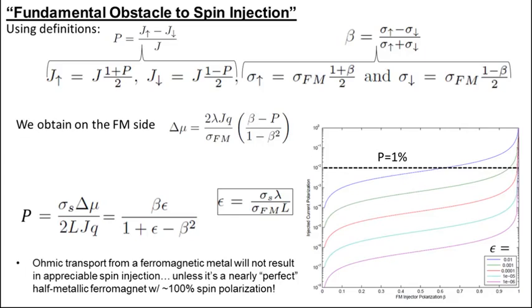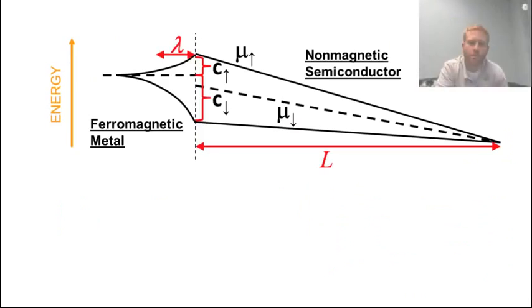Therefore, even in the best scenario, epsilon is approximately 10 to the minus 4, leading to the negligible polarization shown in the figure. Over the range of expected values for epsilon, one needs bulk polarization of at least 95% for injected polarization of greater than 10% or so. So elemental ferromagnets, iron, cobalt, and nickel, are useless for spin injection in the ohmic regime.